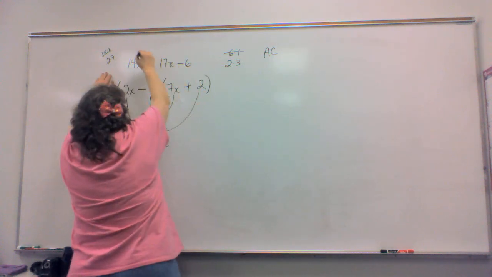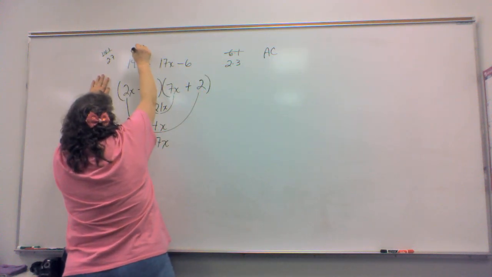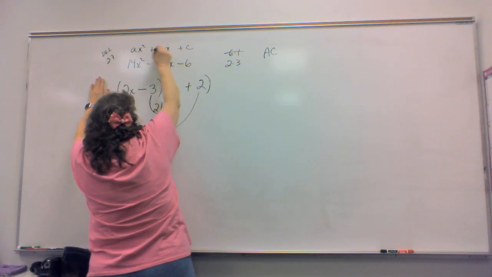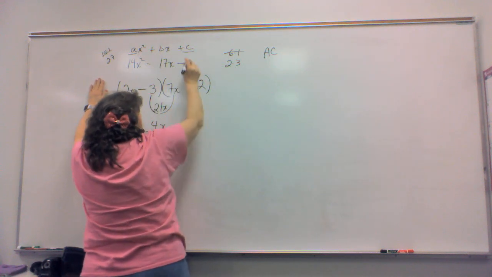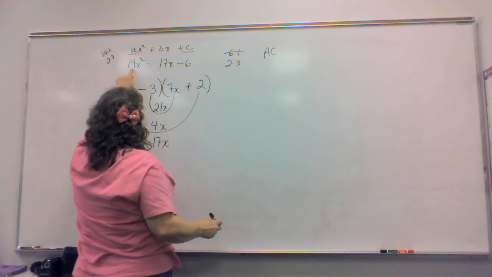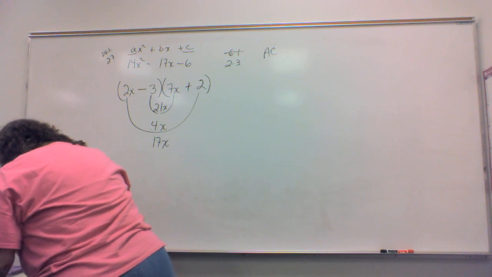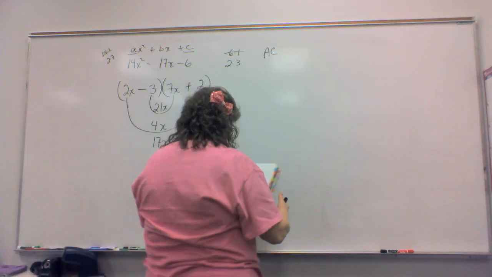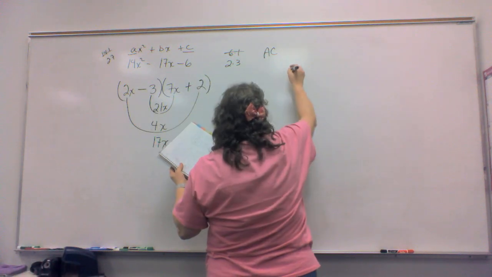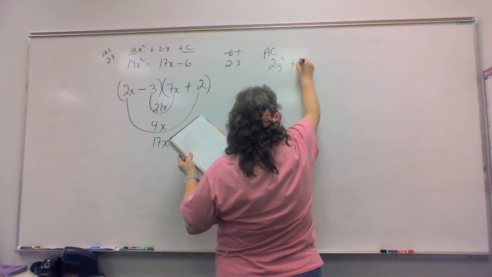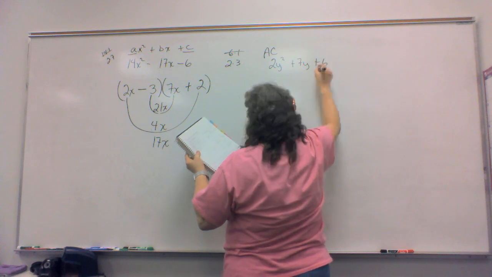Remember, this is ax squared plus bx plus c. A times c. So we're going to look at the multiplication of the 14 times the minus 6, but that's not the problem we're going to do. So let's do a couple with that method. 2y squared plus 7y plus 6.